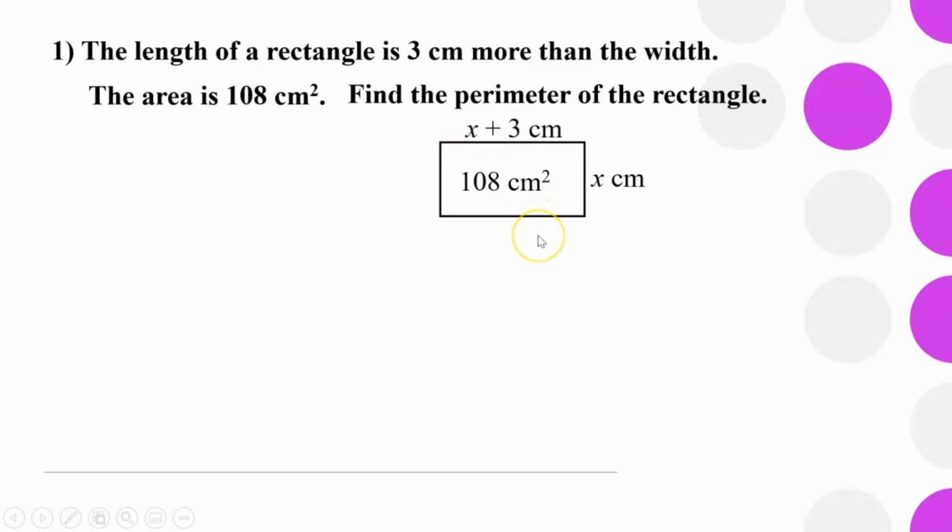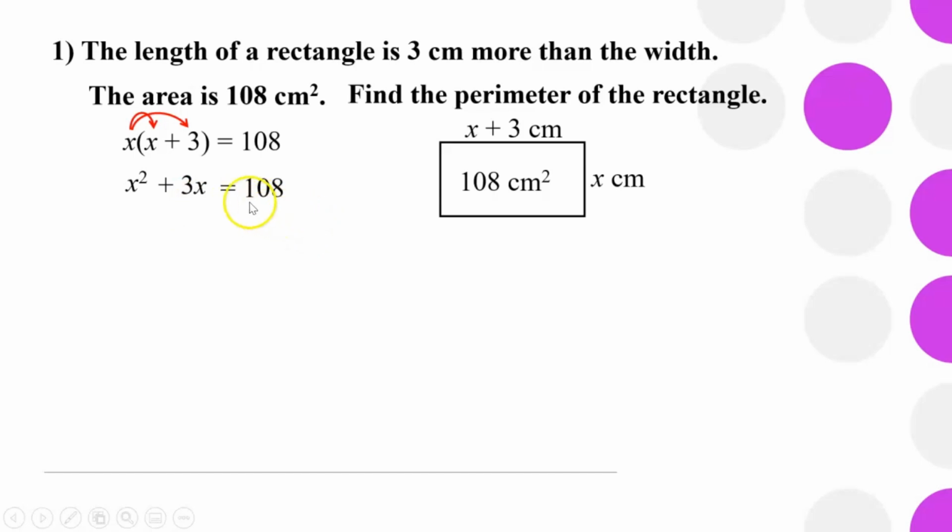The area is 108 square centimeters. To find the area of a rectangle, we need to multiply length and the width. So let's multiply. x times x plus 3 is equal to 108. Expand the bracket. x times x will give us x squared. x times 3 will give us 3x, that is equal to 108.